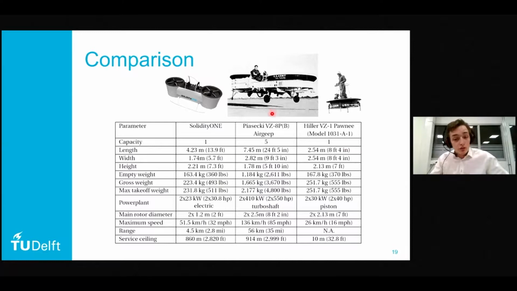Because of our tandem design, we did improve on the Hiller platform talked about earlier, achieving a velocity twice as high. But it underperforms the Piasecki since it's on a much smaller scale.